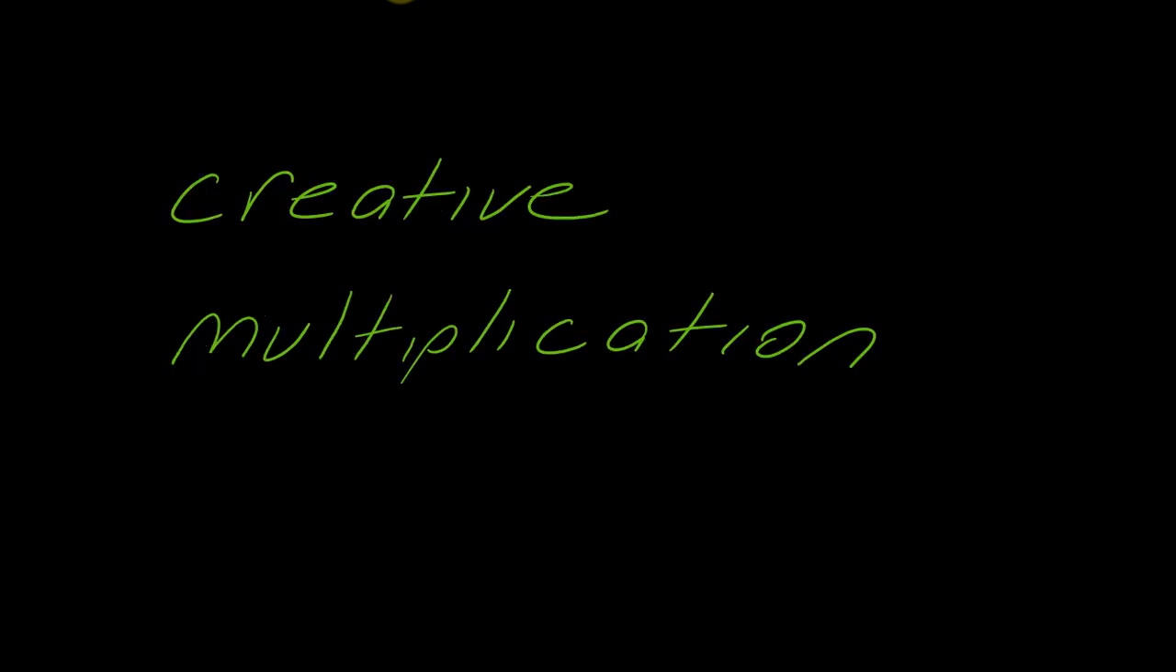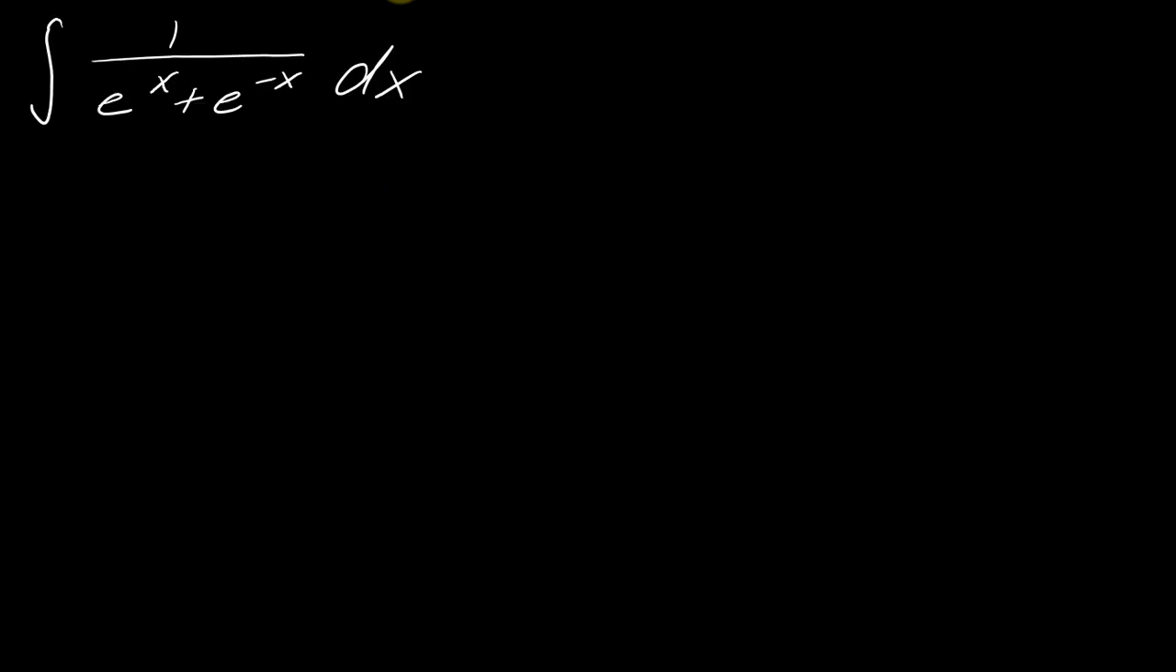Okay, so going back to creative multiplication, another one that I just want to throw out here. I've got 1 over e to the x plus e to the negative x. I've already given you some hints on this. I would strongly recommend that you try this one totally on your own for a moment and see if you can figure it out, and then hit play when you're ready.